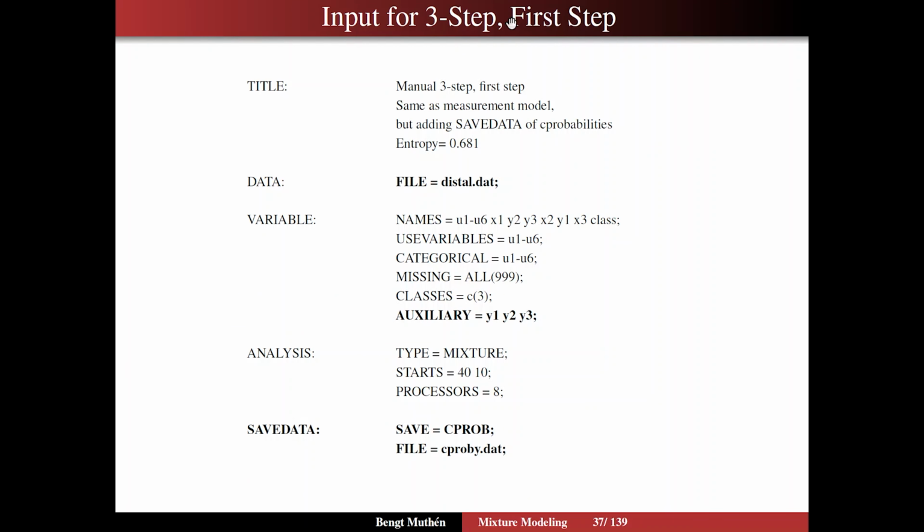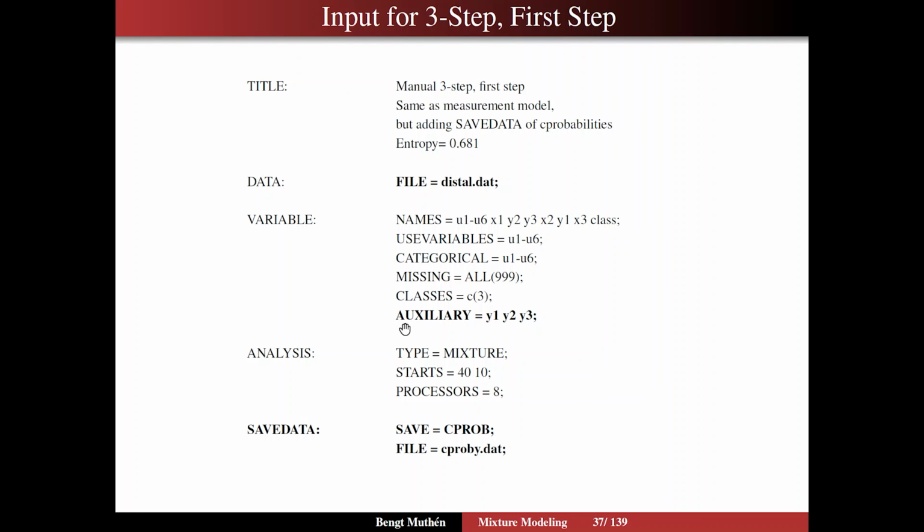So let's then take a look at manual 3-step, and the first step. The first step is the same as the measurement model, as we say here, but we're adding save data of C probabilities down here, bolded. The data set is still the distal.dat data set with these variables in the columns of the data set. The variables that we're going to use in the first step are the 6 latent class indicators, which are categorical, in this case binary.